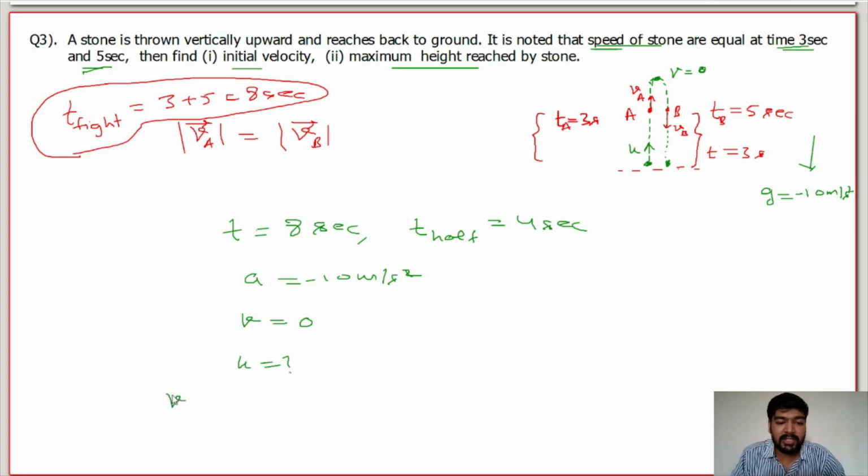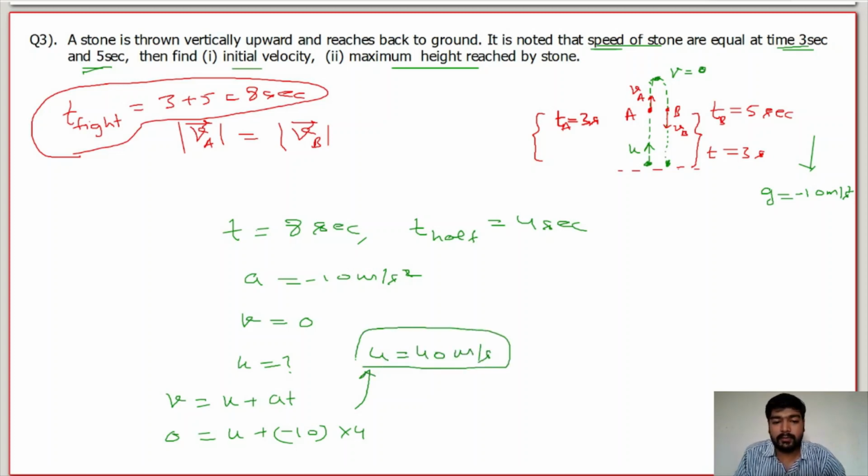I will apply the first equation of motion: v equals u plus at. That means 0 equals initial velocity minus 10 into 4. So u equals 40 meter per second.